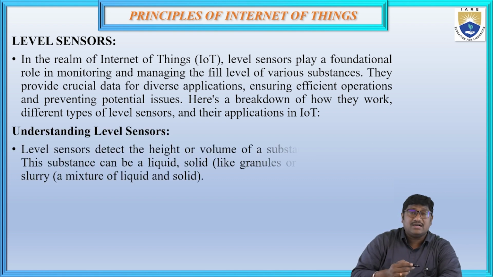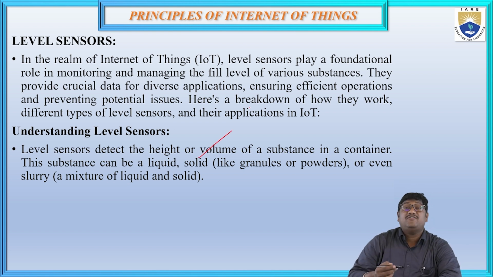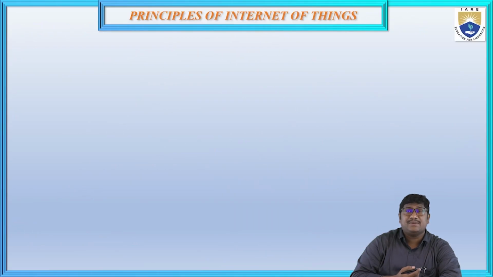Here is a breakdown to understand these level sensors. These level sensors are going to tell you the height and volume of the substance present in that container. Whether it is liquid, solid, granules, or powder, or even slurry, it is going to identify. This comes in various types and principles.